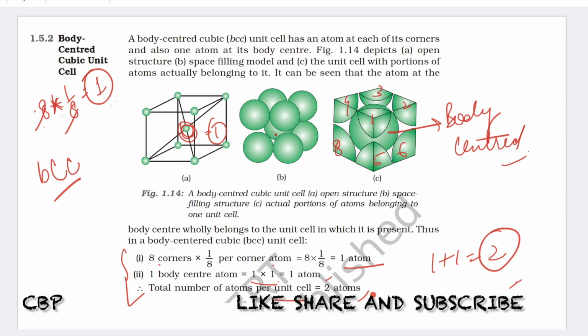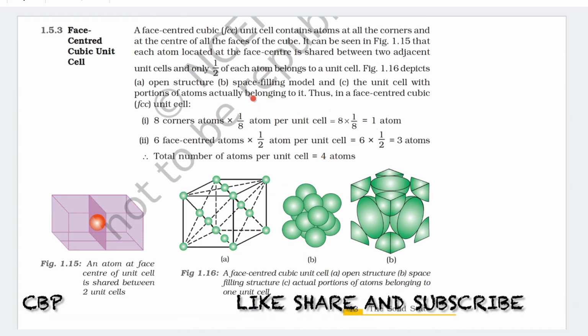Means in a body centered cubic unit cell, the number of atoms present is 2, and in a primitive, or you can say simple cubic unit cell, the number of atoms is 1. Now the last one is the face centered cubic unit cell. In face centered, 8 atoms are present on the corners, okay, and 6 atoms are present on the faces. Now these corners are shared by 1 by 8.